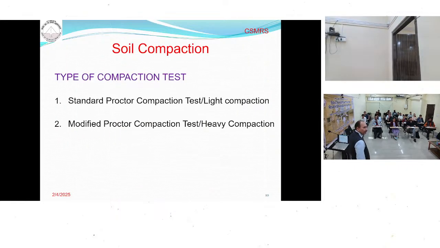So basically, to determine the MDD and OMC, we do two types of compaction tests. One is the standard Proctor compaction test, the other is the modified Proctor compaction test. First we talk about what the standard Proctor test is.